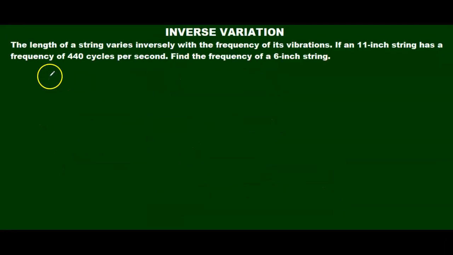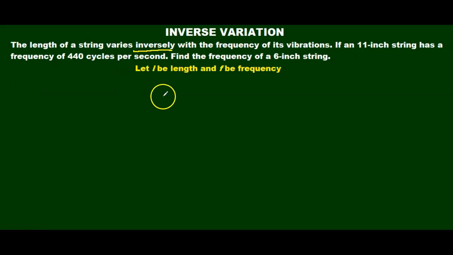Let's try a simple word problem. The length of a string varies inversely, that's our keyword here, with the frequency of its vibrations. If an 11-inch string has a frequency of 440 cycles per second, find the frequency of a 6-inch string. So we need to set it up. We're going to talk about length. Let L be length and F be frequency.